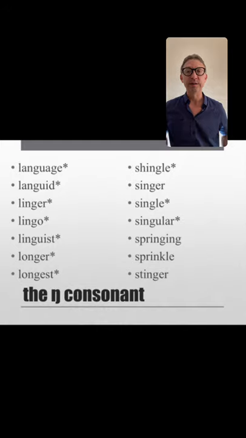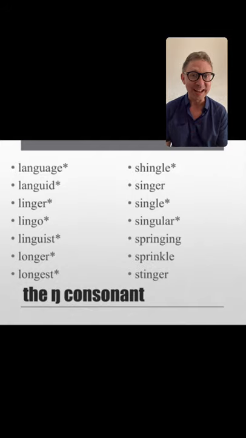Singular. So if I have one focus, one aim, I have a singular focus, a singular aim, which means I'm very focused. I'm not distracted. I have a singular purpose in life, for example.